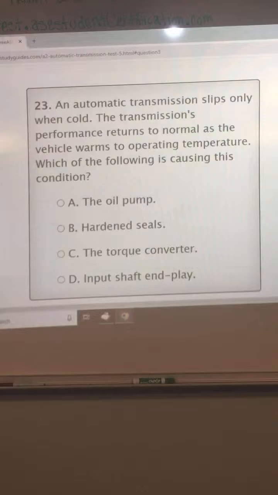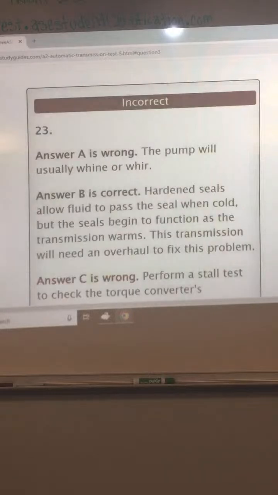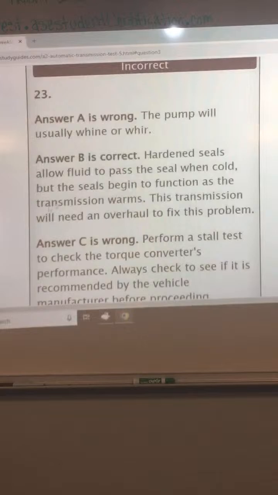This one slips just when it's cold, but seems to be okay once it warms up. Yeah, D. We got a lot of votes for D. I knew it. You said it the first time. Hardened seals allow fluid to pass the seal when it's cold, but it begins to function as it warms up. The transmission will need an overhaul to fix this problem.